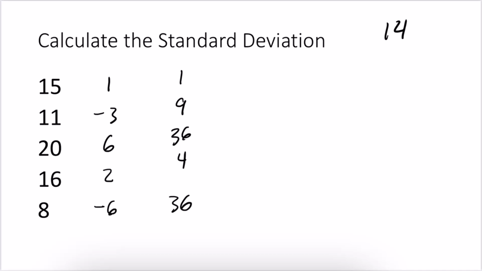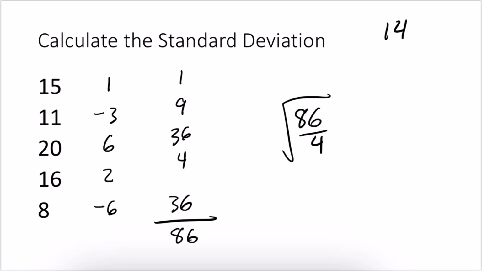So when you find the mean of these 5 numbers, the mean ends up being 14. When you find the deviations, 15 minus 14 is 1, 11 minus 14 is negative 3, 20 minus 14 is 6, 16 minus 14 is 2, and 8 minus 14 is negative 6. And so when you square all of these, you get 1, 9, 36, 4, and 36. When you add them all up, you get 86. And then you do 86 divided by 4 because there were 5 data points and you always do 1 less than the number of data points. And so if I do 86 divided by 4 and then take the square root, I get a standard deviation of 4.63.